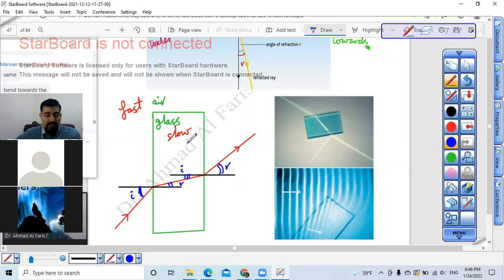If I'm talking about a glass block which has parallel sides, you will notice that this angle and this angle have to be equal. And also this angle and this angle have to be what? To be equal, yes. Okay, good.